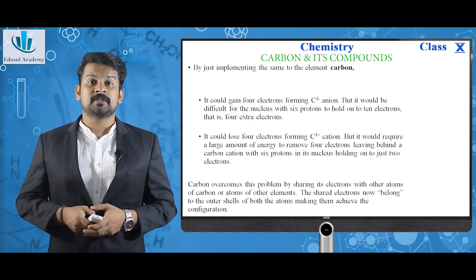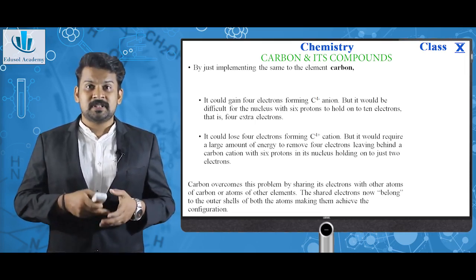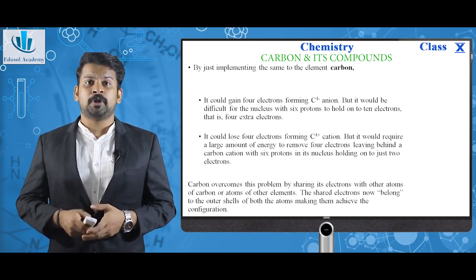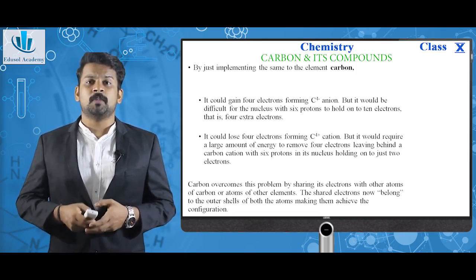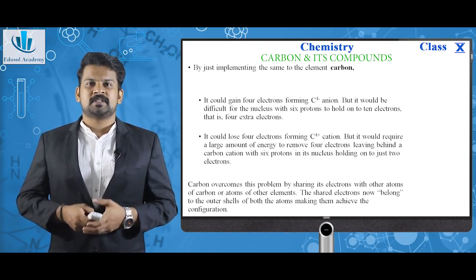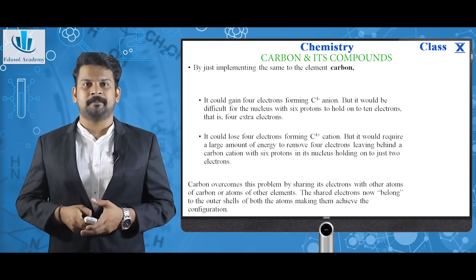Similarly, carbon could lose 4 electrons forming a C4+ cation. Just as we discussed, this is also an unstable state, but moreover, it would require a large amount of energy to remove 4 electrons from carbon's outermost shell. So, the C4- anion and C4+ cation are very difficult to form.